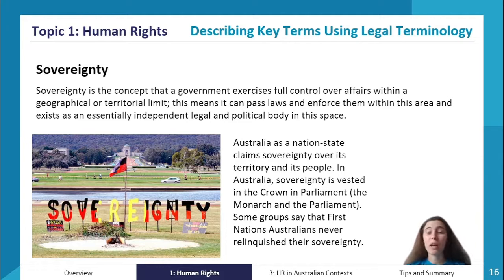So in Australia, sovereignty is vested in the Crown in Parliament, so the monarch and the Parliament. So we have our monarch over in England, and then we've also got the Parliament here in Australia with the Australian government.